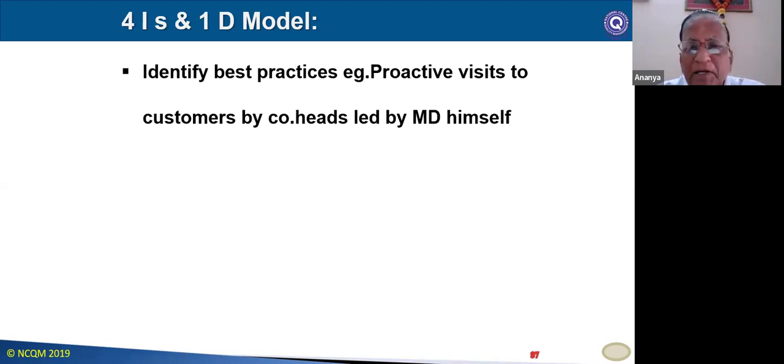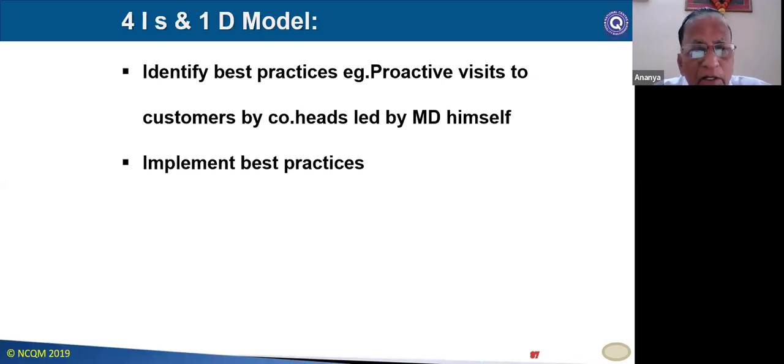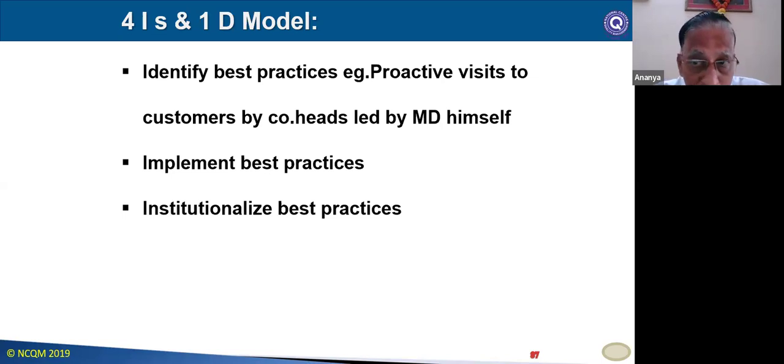Just now, identify the best and proactive visits to customers by local heads or department. Normally senior people have to do that, because they are acceptable in the market. So they will get access to the information. Okay. Best practice implementation. Then standardize or institutionalize it as a process, as we were talking about.